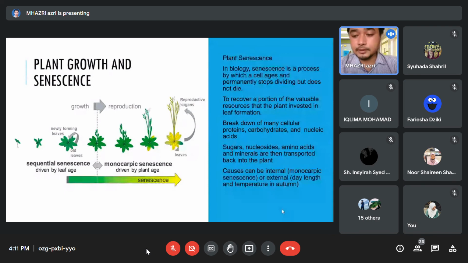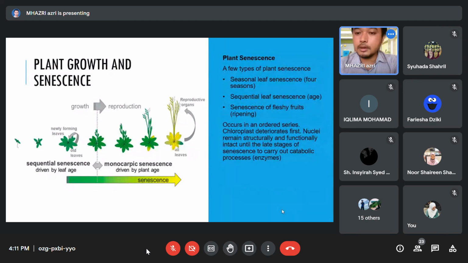Okay. Sebagai contoh, temperature. Okay, certain pokok bila masuk musim sejuk dia akan jadi lower, so dia akan enter senescence process. Okay. Few types of plant senescence. Seasonal leaf senescence. Okay, in the 4 seasons climates, the plants will undergo this seasonal leaf senescence. Sequential leaf senescence. Okay, sequential leaf senescence due to the age, when the plants become mature, and then it will enter senescence phase. Senescence of fleshy fruits.